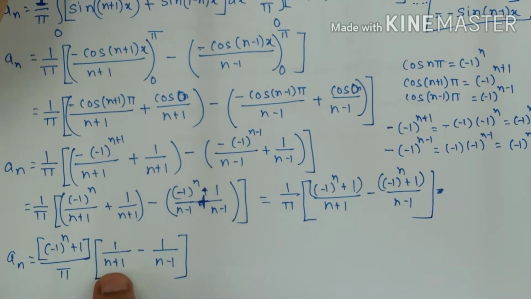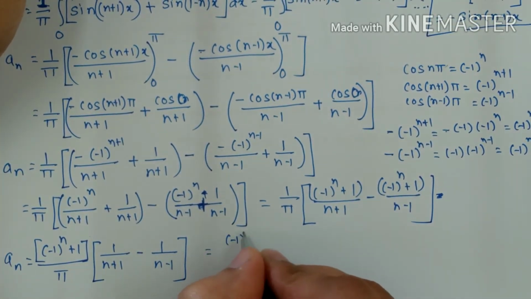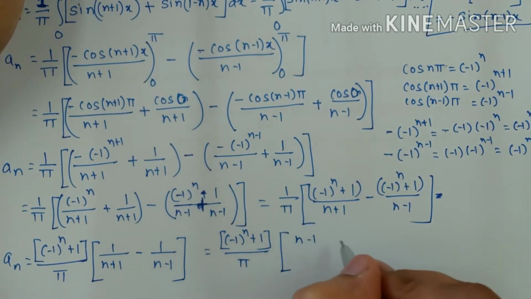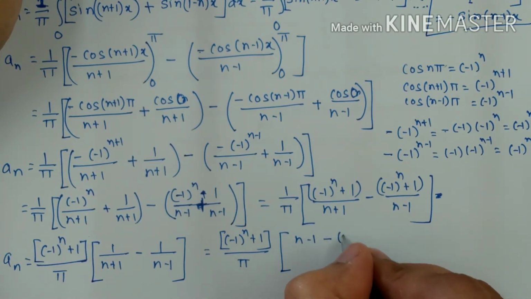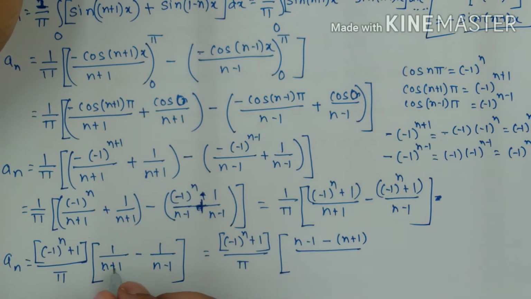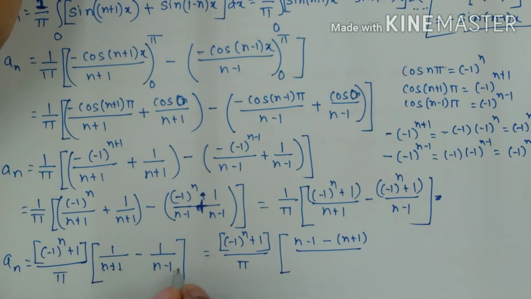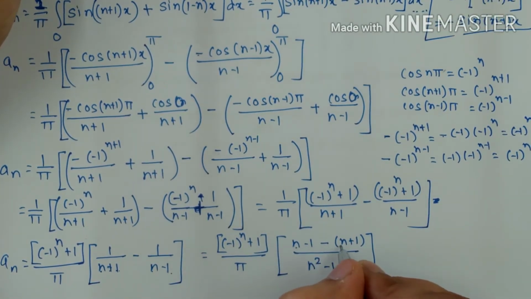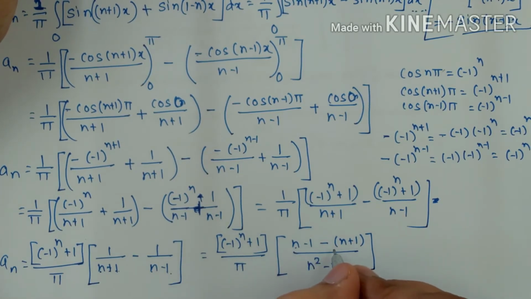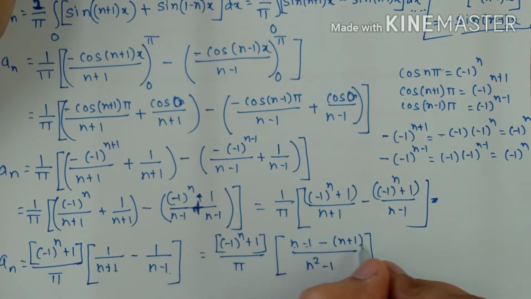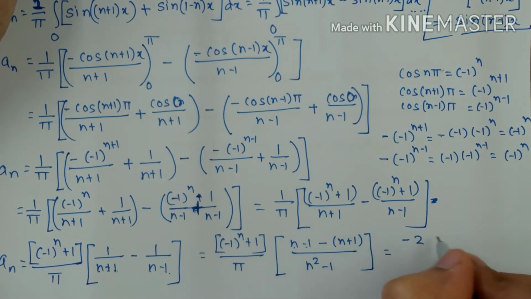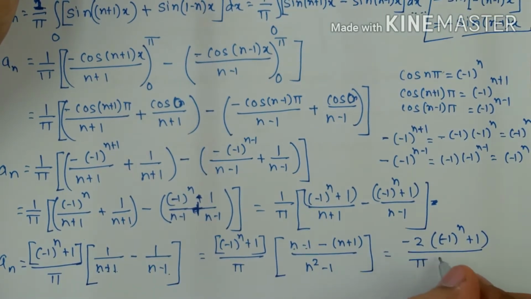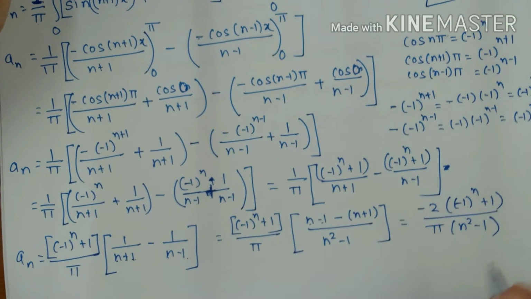Cross multiplying them, we get minus 1 raised to n plus 1 upon pi into bracket n minus 1 minus n plus 1 divided by n plus 1 into n minus 1, that is a plus b, a minus b, which gives us n square minus 1 square. So here we get plus 1, here we get a minus 1, here we get a plus n and here we get a minus n, which get cancelled. This is minus 1 and this is minus 1 becomes minus 2. So minus 2 times minus 1 raised to n plus 1 divided by pi into n square minus 1. So this is the value of an.